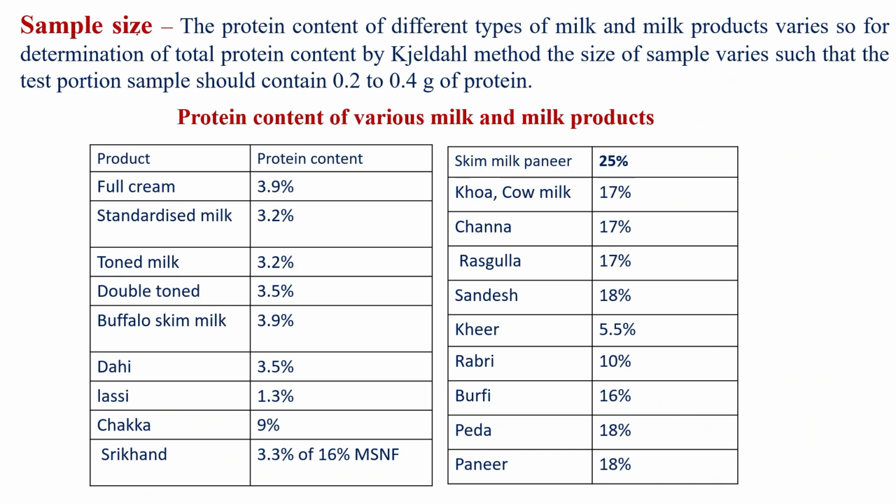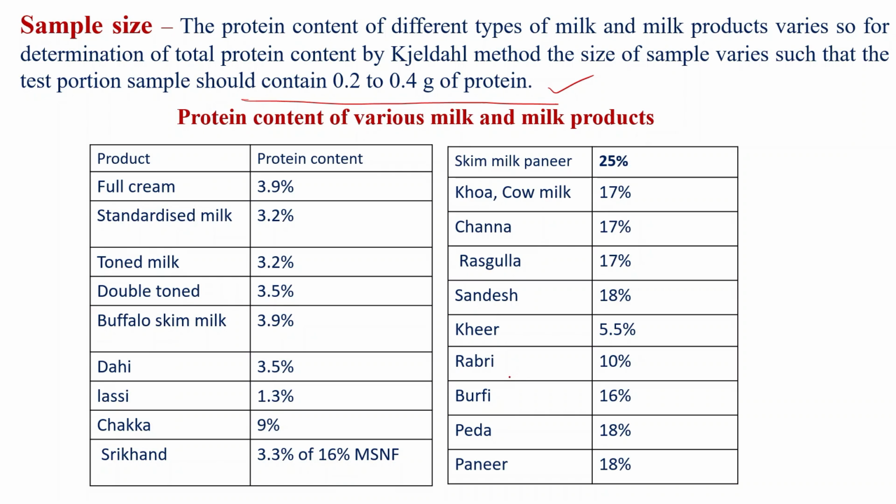Here it is also written that the protein content of different types of milk and milk products varies. So for determination of total protein content by the Kjeldahl method, the size of the sample varies, so that the test portion should contain 0.2 to 0.4 gram of protein, as I have already told you. These are the protein contents in different milk products. If we know the protein content, we can accordingly take that amount of sample.